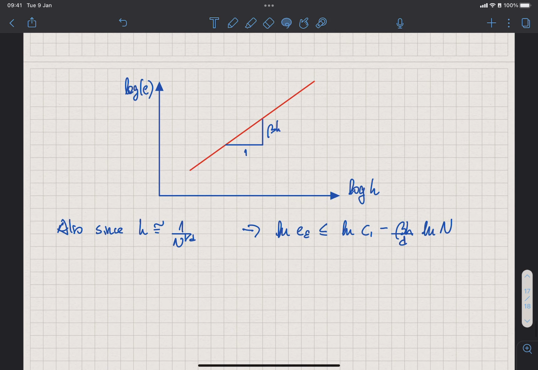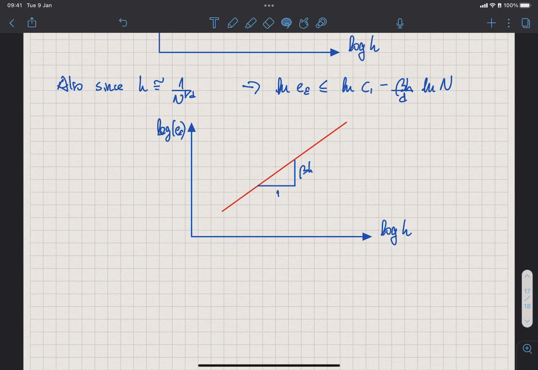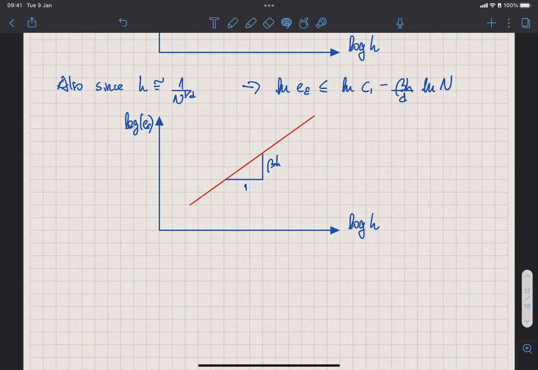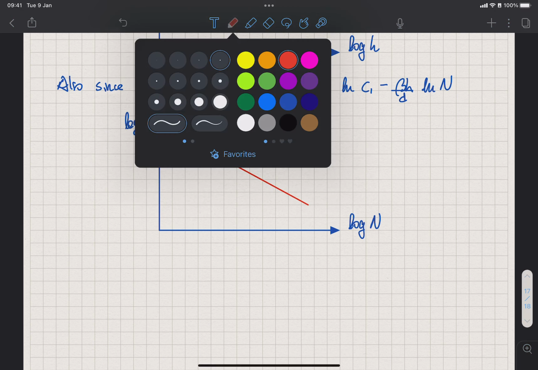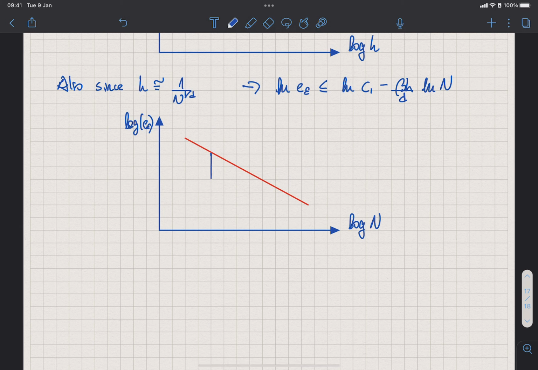So essentially, let's do this again. Actually, let me just put, there is a missing e here. So this is going to look slightly different. So now, as I am increasing the number of degrees of freedom, which we call n, this is going to be a line that looks like this. And then the slope of that line is what? It's beta h divided by d.